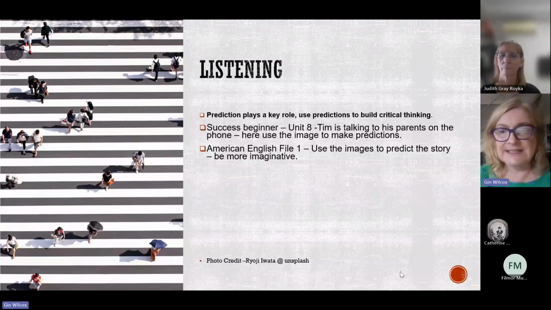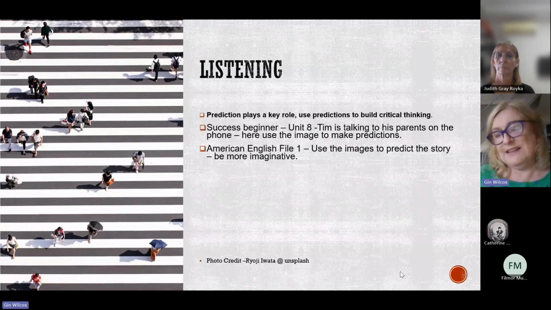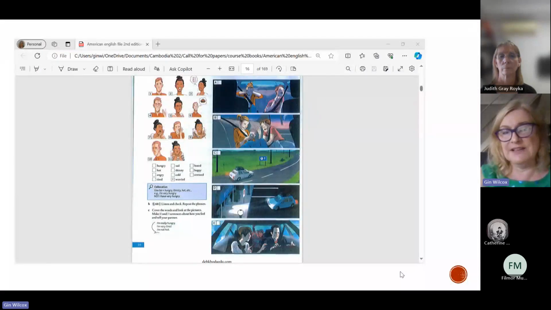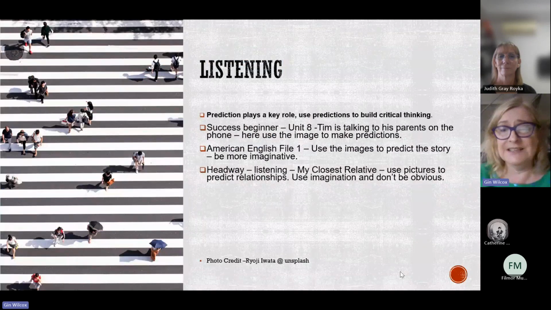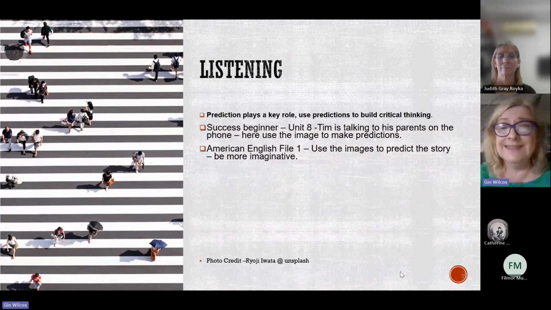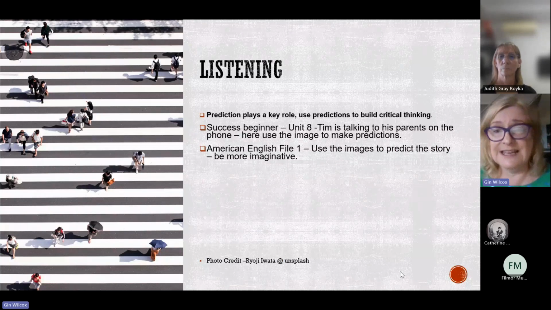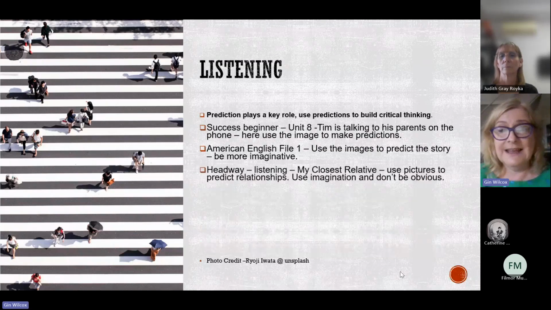The one that I like is American English File. The story that is in the listening is quite dull, but the images could be used to make quite an imaginative story. So here we've got kids in the back, there's a car driving down a lonely road, there's headlights and it's dark, and the parents are looking at each other. I think the students could predict a far more interesting story than the actual story that they listen to, and they can then use that to speak and to write.